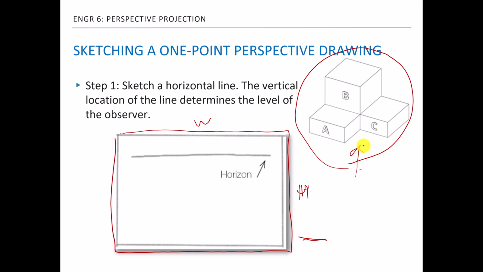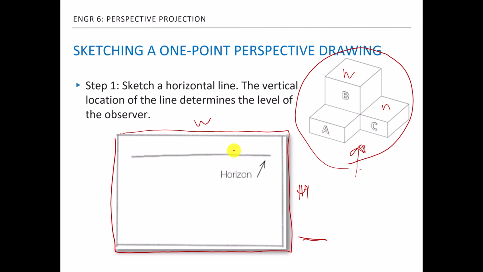If you want to see more of the bottom of the object, you put your horizon line in the lower part of your paper. If you want to show the top part of the object, you put your horizon line at the top. Or if your eye level is in between, where some part of the object is lower and another part is higher, you put your horizon line somewhere in the middle. In this case, I want to see more of the top surface rather than the bottom. That's why we draw a horizon line up there. So that's the first step.